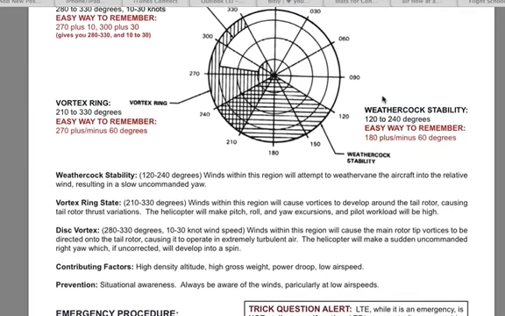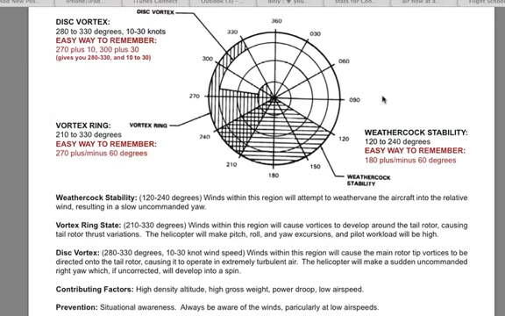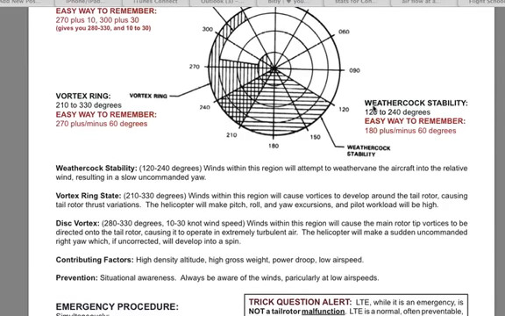So, without getting too much more long-winded, that's the three states. Disk vortex, which is 280 to 330 at 10 to 30 knots. And then you've got vortex ring state, 210 to 330. And then weathercock stability, which is 120 to 240. That's straight up the tailpipe. Contributing factors: high density altitude, high gross weight, power droop, and low airspeed. Remember those four things. That's going to come up at some point. Make a flashcard. Prevention: situational awareness, and always being aware of where the winds are coming from, particularly at low airspeeds.